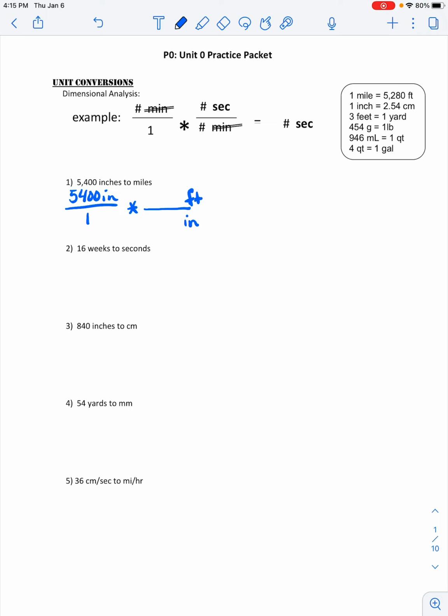So that means that I am going to write the number 1 next to foot, and then I'm going to ask myself, how many inches does it take to make a foot? So it is going to take 12 inches to make a foot. So I'm going to put the number 12 in the denominator. When you write these fractions, you should always have the number 1 as either your numerator or your denominator. Whichever unit of measurement is the larger of the two, that's where you place the number 1.